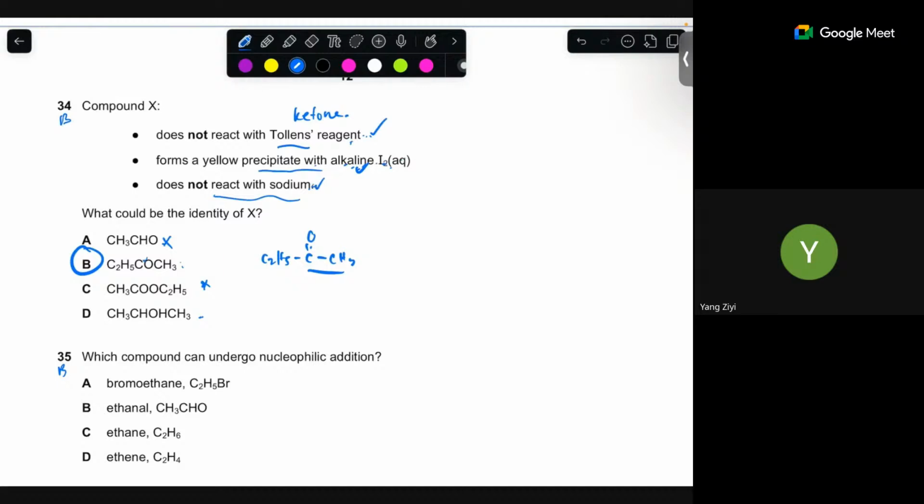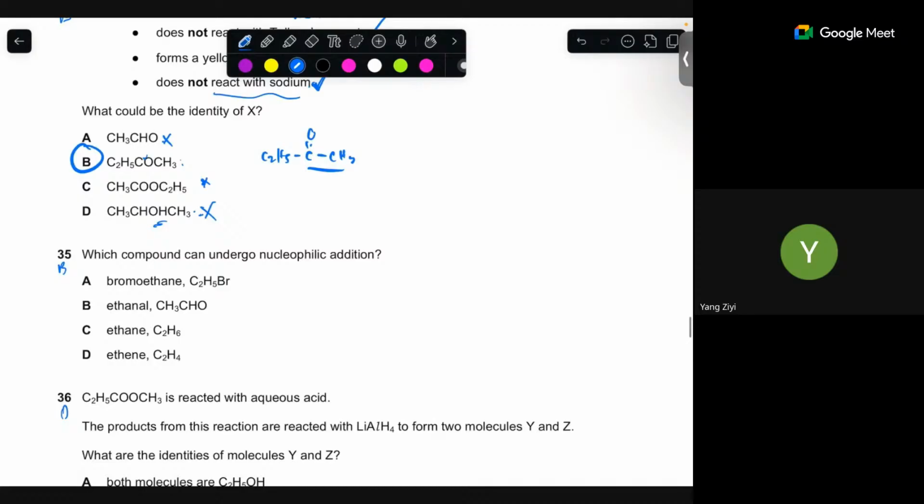Alcohol reacts with sodium, so therefore this one cannot be the answer. Okay. So 35, which compound can undergo nucleophilic addition? Nucleophilic addition must be carbonyl compounds. So carbonyl compounds, it can be ethanol, ethene, all this cannot, yeah.